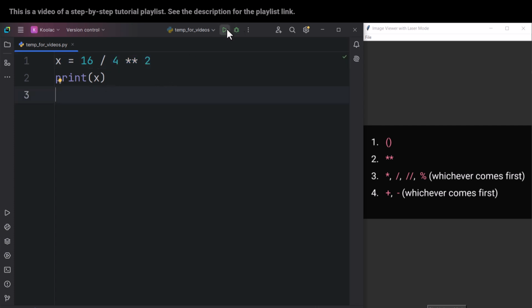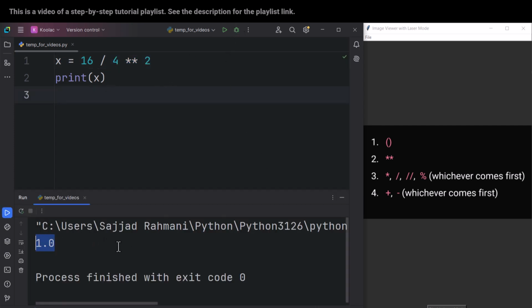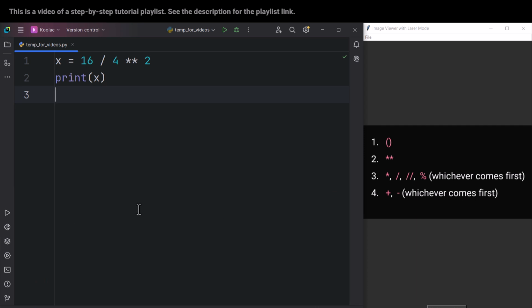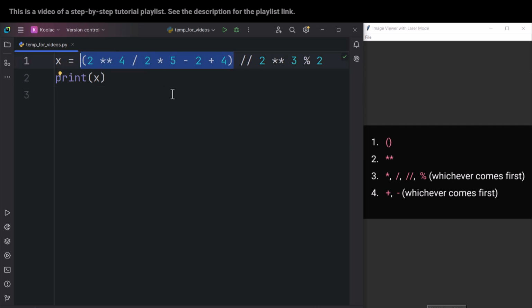Now, as you can see, if I run the code, this is the result, which is 1, and it is exactly as we have calculated. But now let's talk about a more complicated example, and we want to calculate this expression. First of all, once again, we should refer to this list. Do we have any parentheses in this example? Yes, we have. As you can see, this is a parenthesis. So we need to calculate whatever is inside this parenthesis.